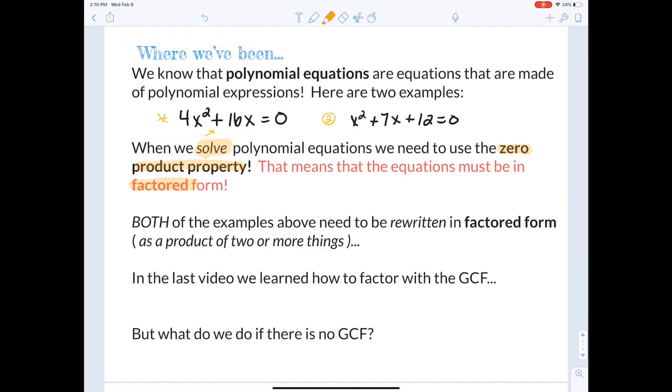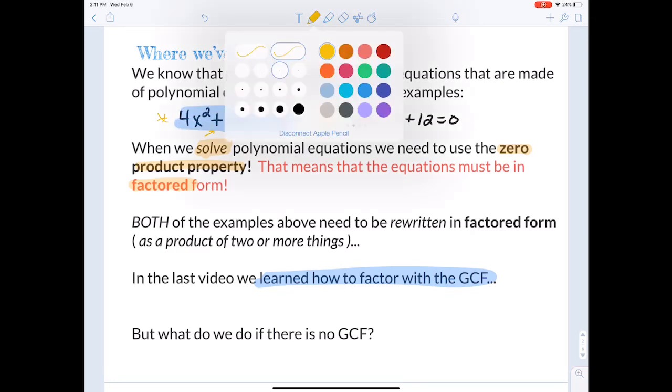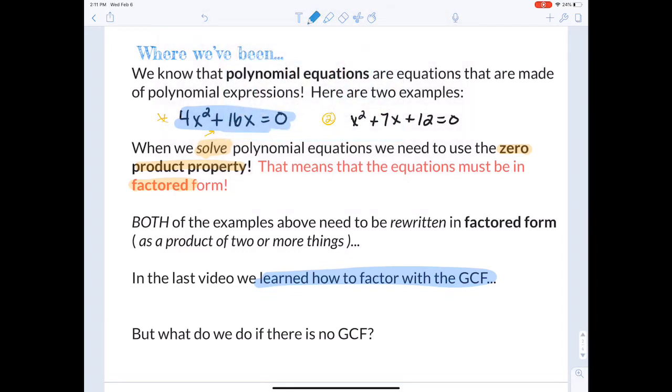And what we studied in the last video was using the GCF. Now, if you don't know what the GCF is, you should go back and rewatch that video. So right now with this one, what I would be able to do is factor out the GCF. So the greatest common factor between 4 and 16, well, that's a 4. And the greatest common factor between x squared and x is just x. So after I rewrite this, which would just be x plus 4, now it's in the correct form. We have a product of two things.